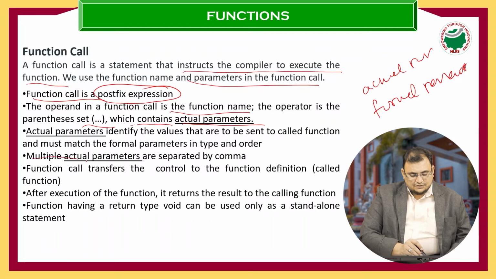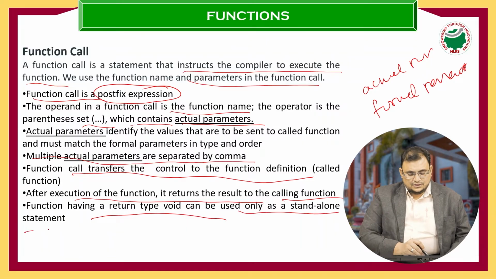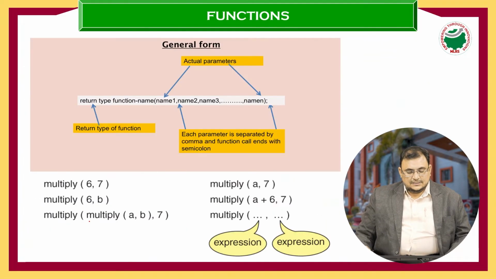Multiple actual parameters are separated by commas. Whenever you call the function, control transfers to the function definition. After execution of the function, control returns to the calling function. A function having return type void can be used as a standalone statement. So you can see the general form of function call.